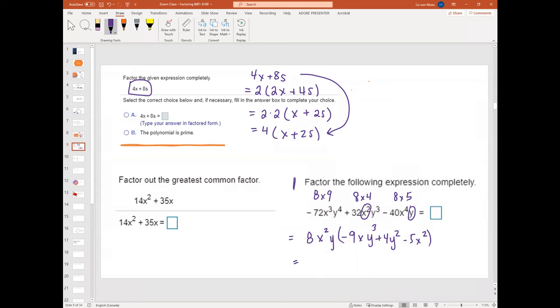You might have said, because our first term had a negative value, you might have pulled out negative 8x squared y. In which case, what happens to the stuff on the inside? Right now you have negative 72 divided by negative 8, so you have positive 9xy cubed. Positive 32 divided by negative 8 is now negative 4y squared. And the last one is positive as well. So you might have done that, and that would be okay.